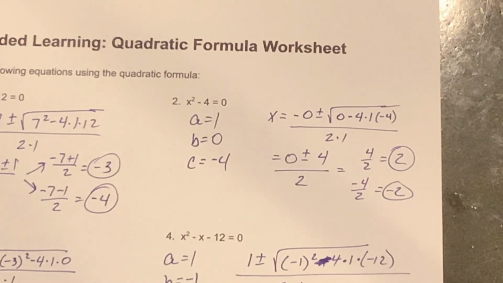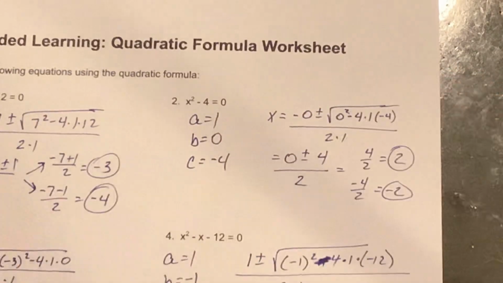Number 2, I would solve this one by factoring or add 4 and take the square root. But if you want to use the quadratic formula, A is 1, B is 0, C is negative 4. So the opposite of 0 is, I put negative 0. You could just have 0 there. Plus or minus the square root of 0 squared minus 4 times 1 times negative 4, all over 2 times 1.